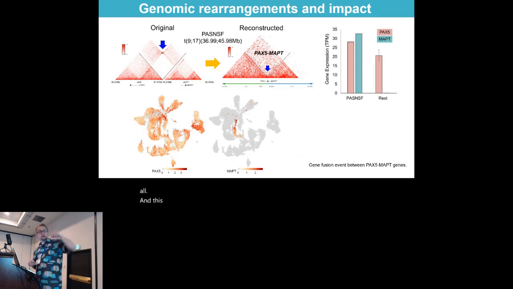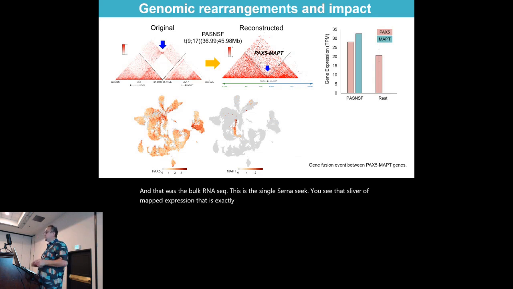And that was the bulk RNA-seq. This is the single-cell RNA-seq. You see that sliver of mapped expression, that is exactly the cells from that specific donor.